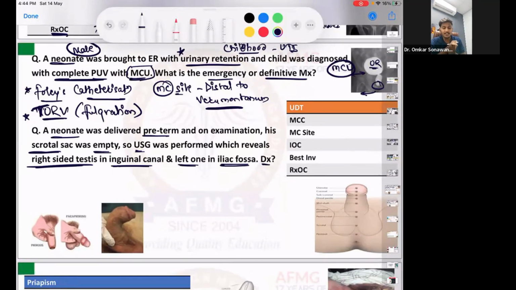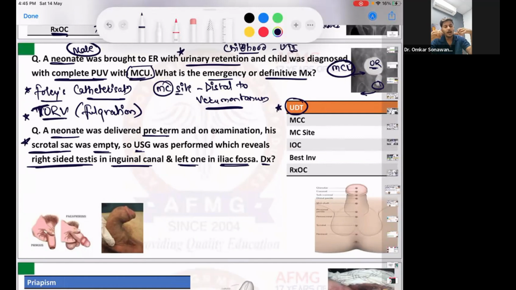A child delivered at less than 37 weeks of gestation, or maybe premature at less than 34 weeks, would be at a higher risk of undescended testis, which is also called cryptorchidism. So definitely here the child is having undescended testis. They are not in the scrotal sacs, and therefore the scrotal sacs are empty.